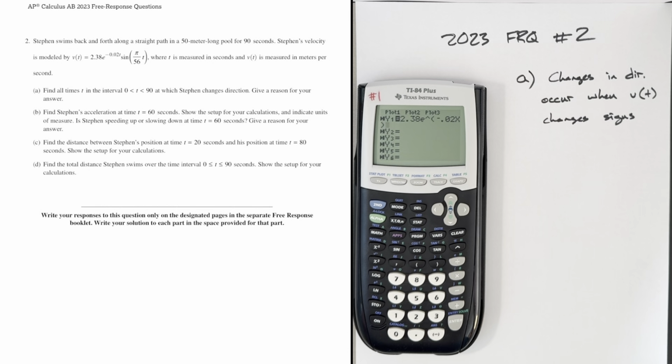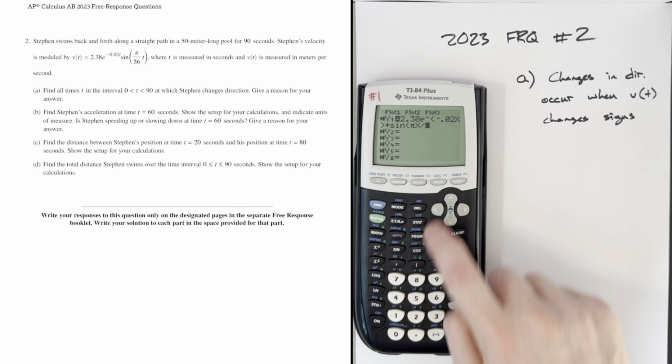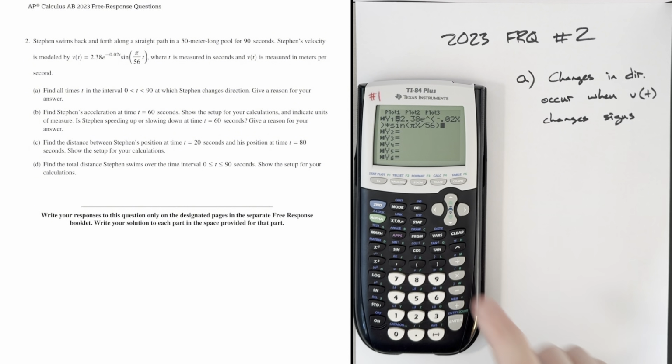And now I'll multiply that by the sine of pi, which I believe is second exponent, divided by, I guess I'll do pi times x divided by 56. Oh, all sorts of mistakes for me. But this will be the graph of my velocity. If I were to graph it, I would get something like this because my window is not in the right place. We're looking over the time interval 0 to 90, the first 90 seconds of Steven in the pool.